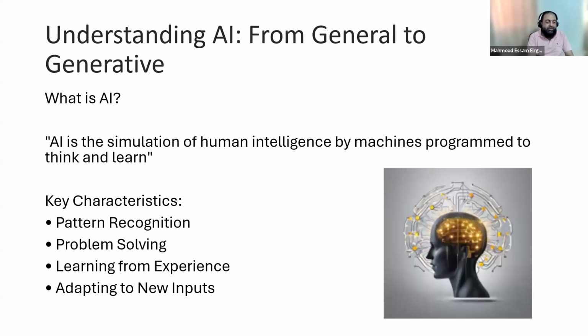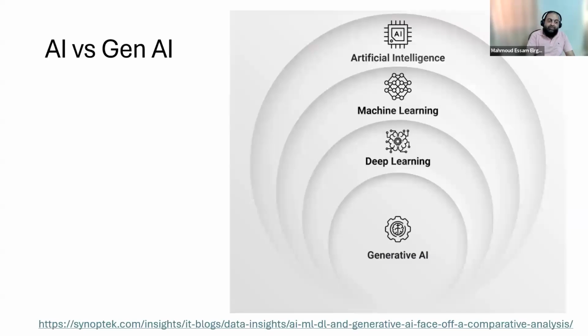Okay, so the key characteristics of AI in general are pattern recognition, problem solving, learning from experience, and adapting to new input. And AI has actually been with us since about 40 years ago, embedded in our PCs, our desktops, our computers, for a long time. It's not something new. The newest thing is generative AI. So this is the evolution of AI. We started with AI in the chips of the computer, and then machine learning.